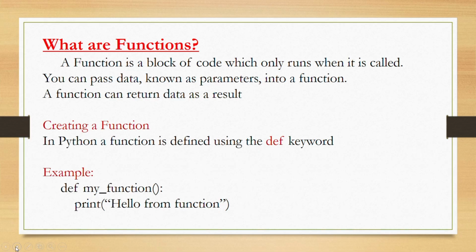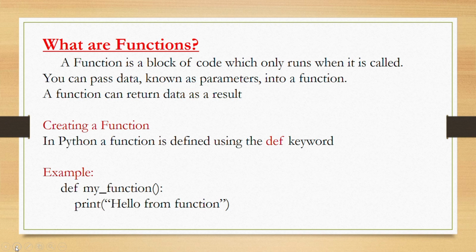So we are going to understand that. The first thing is, what are functions? A function is just a block of code which only runs when it is called. This one thing you should put in mind: when you call the function, it is going to run. You can pass data, known as parameters, into a function. We are going to be seeing all this practically to understand how it works. And the function can return data as a result.